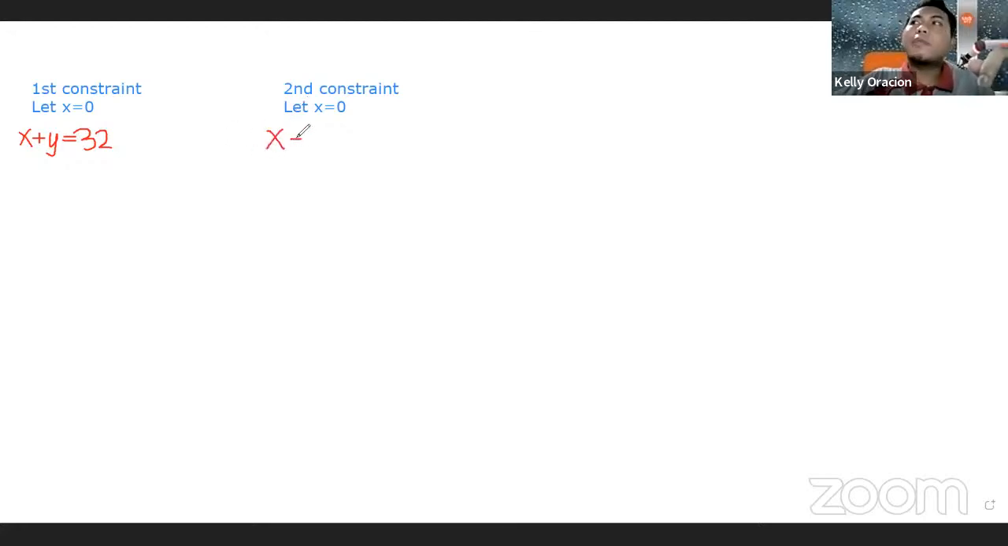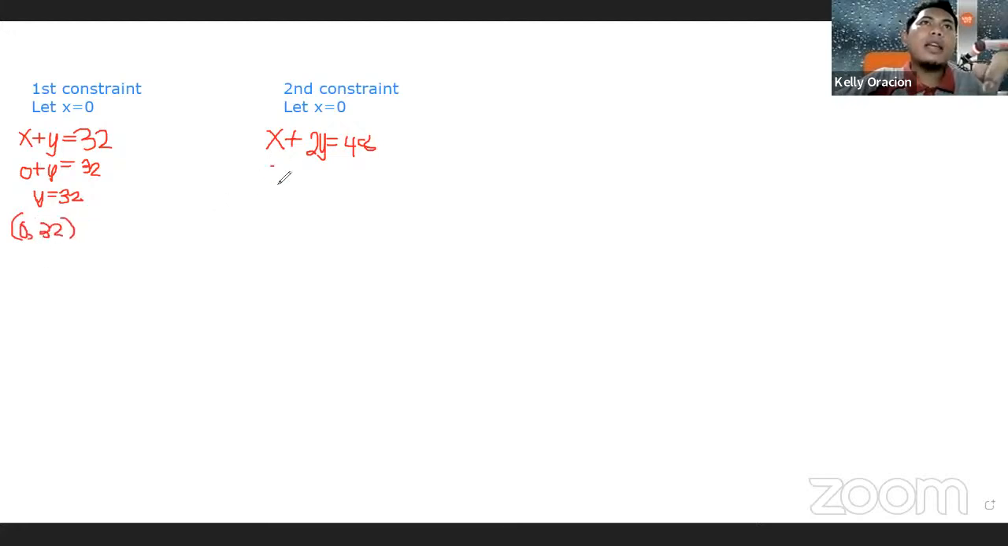So, dito x plus 2y is equal to 48. So, let x is 0. So, 0 plus y is equal to 32. So, y is equal to 32. And through this, we can create an ordered pair, 0, 32.